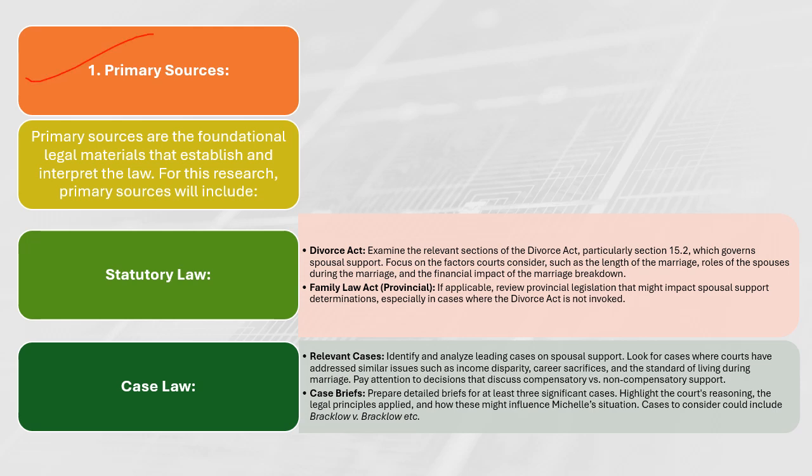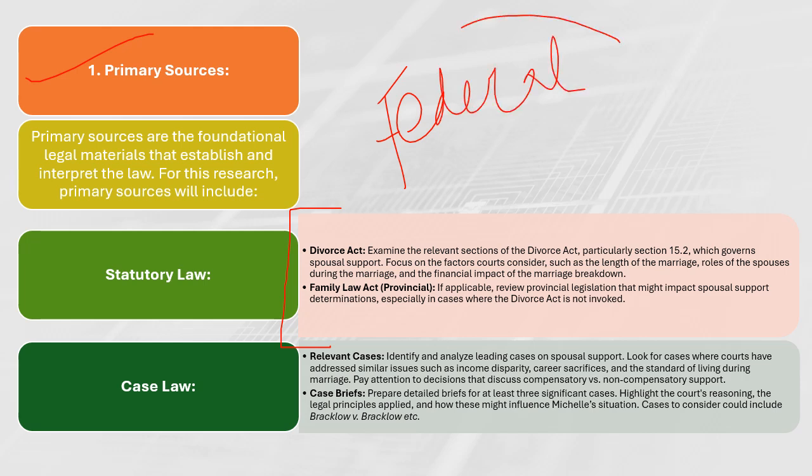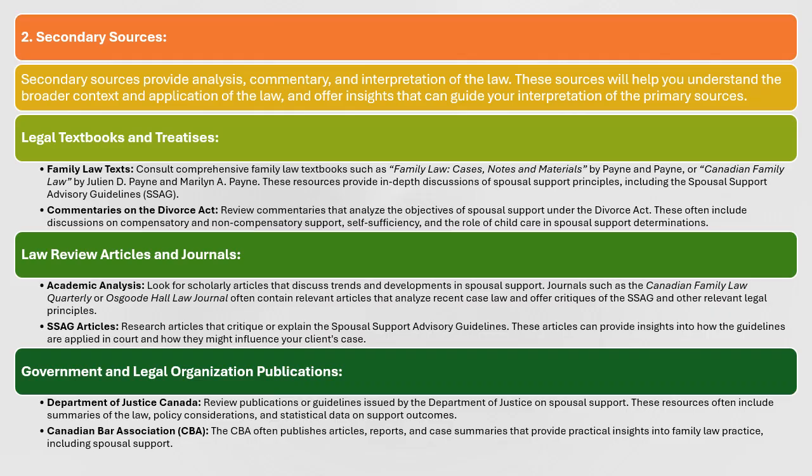So primary sources, this will include the direct sources like I told you earlier, legislations, you have to go to federal laws, then you have to see whether any provincial law is applicable or not. Then in your research, you will also have to mention why you are not following any particular law and why you are following one statute over the other. So you have to give reasoning. Then you have to follow the case law, relevant case, and prepare the case briefs.